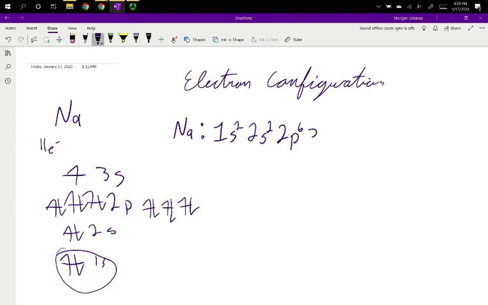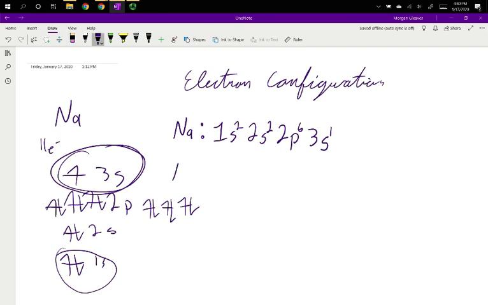And then finally, the last one, in the 3s orbital, there is a single electron, so it's 3s1. And so in this very quick fashion, I can show you where all the electrons in the orbitals are, without having to draw the complex image.